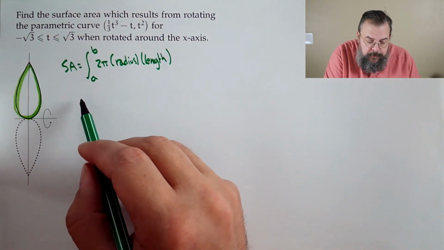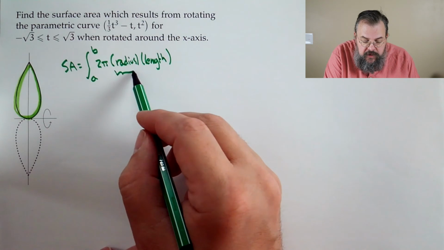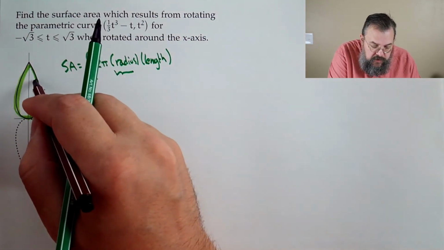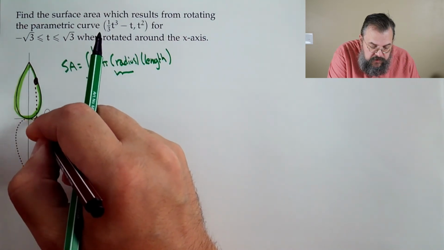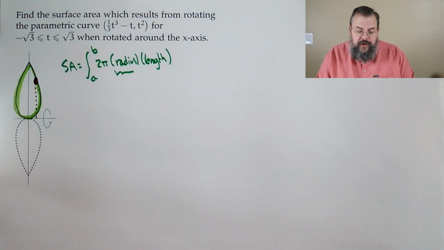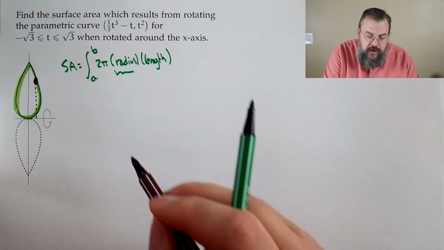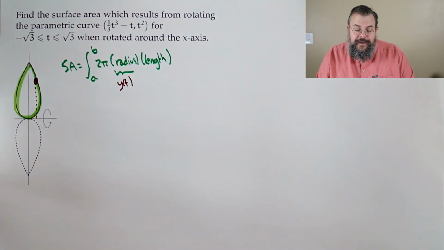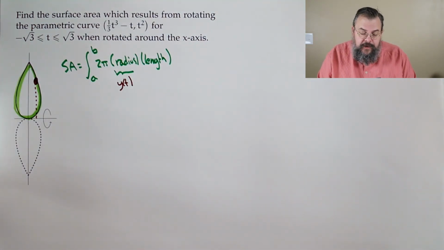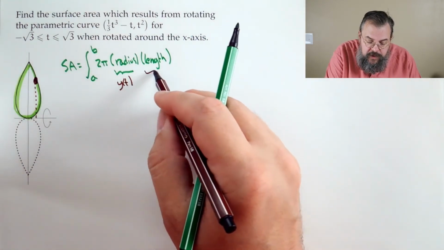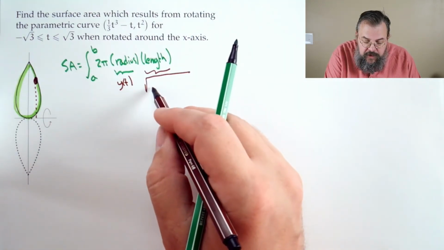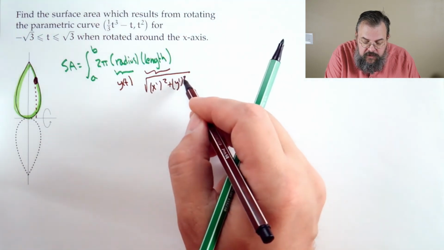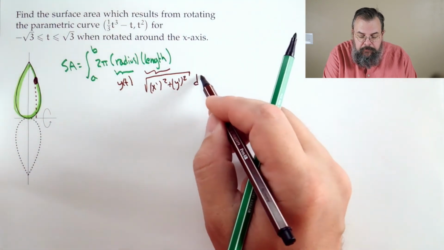So we have a couple pieces here. The radius, well, we think of taking a piece, and how far is it down to where we're spinning? So in our case, our radius here is going to be our y of t. All right, well, that's good. What about our length? Well, that one's a little bit more time intensive. That's going to be the square root of x prime squared plus y prime squared dt.